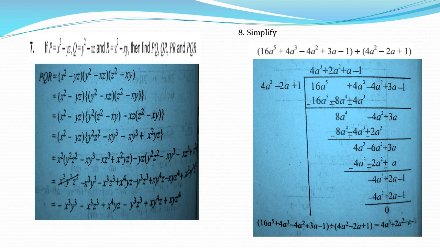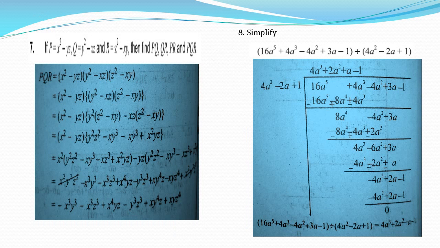Question number 7. If p is equal to this, q is equal to another expression and r is equal to another expression, we have pq. Here we have the products: simply p and q multiply, q and r multiply, p and r multiply, and pqr. Here just one part is solved, pqr. First we multiply q by r, and then its answer must be multiplied with p. So we have the like terms separately, and again we have subtraction or addition. So the answer is minus x cube y cube minus x cube z cube plus x4 yz minus y cube z cube plus xy4 z plus xy z4.